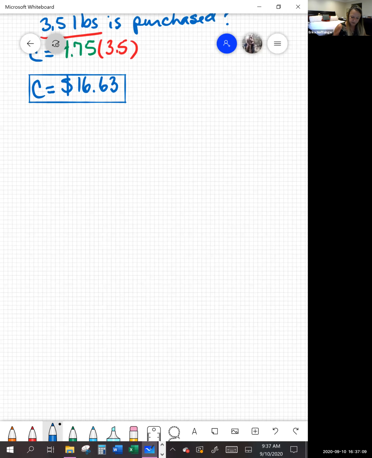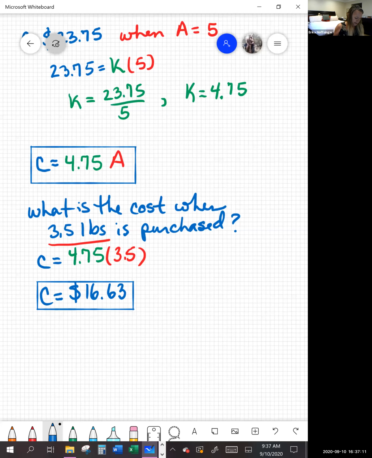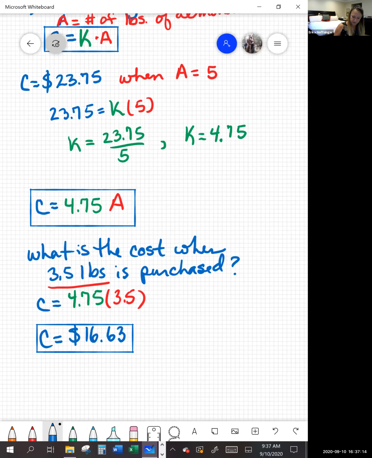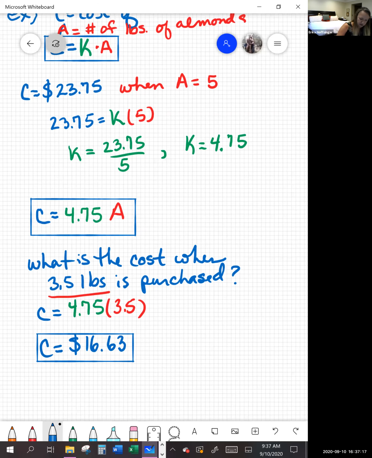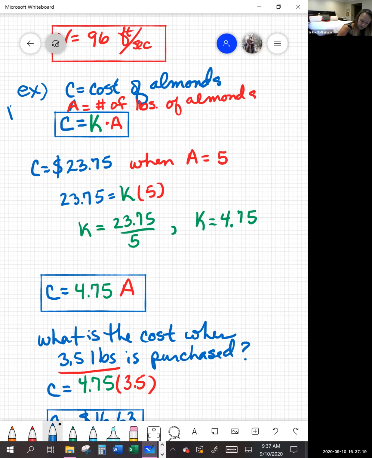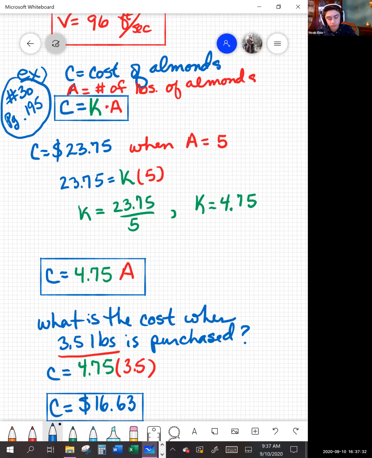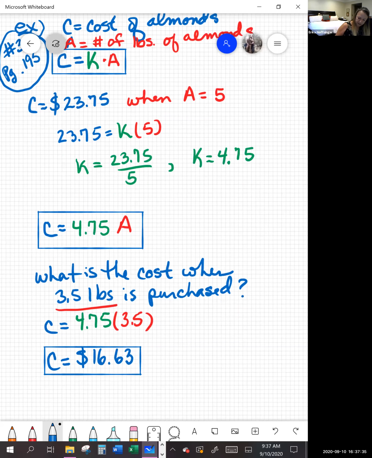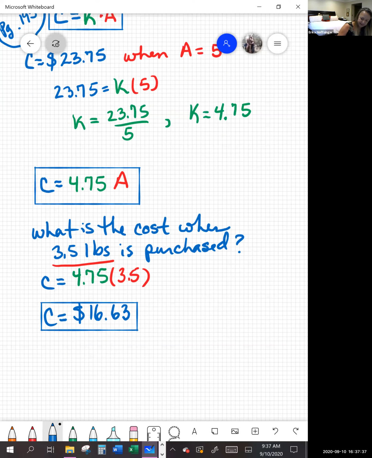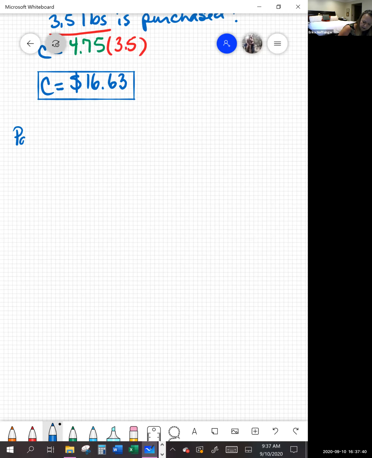And let me just tell you what problem that was, just in case. So this was number 30 in the book. Same page. What page was that? The page is 195, number 30. Thank you. And then just flipping one more page, so I'm on page 196. And let's do 46.